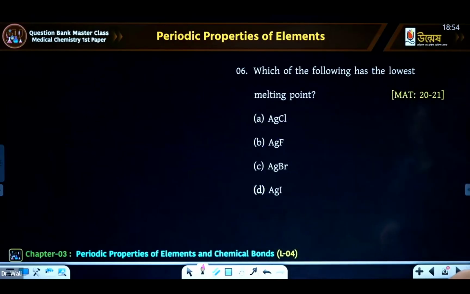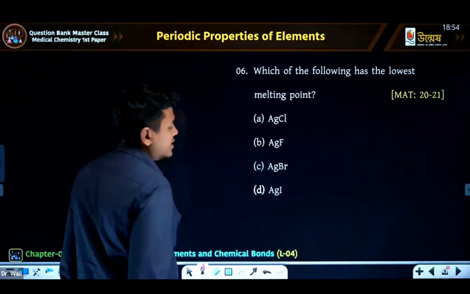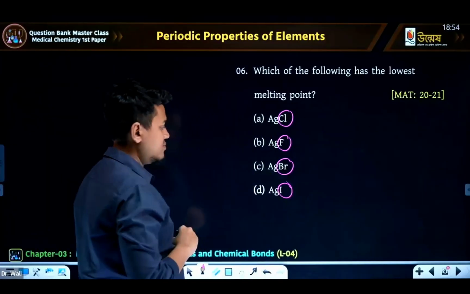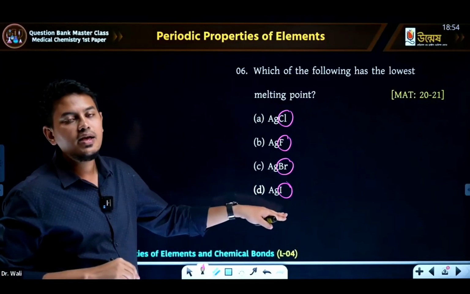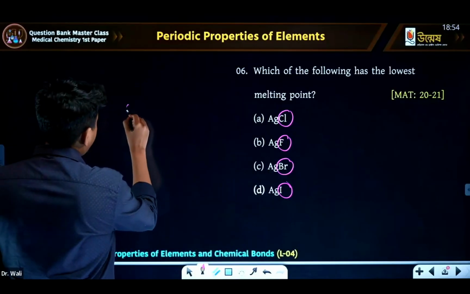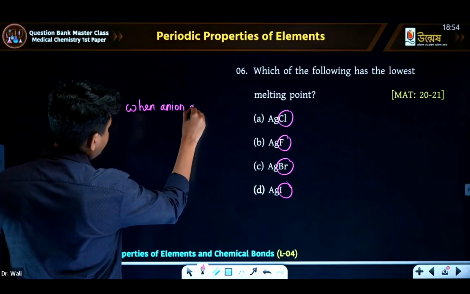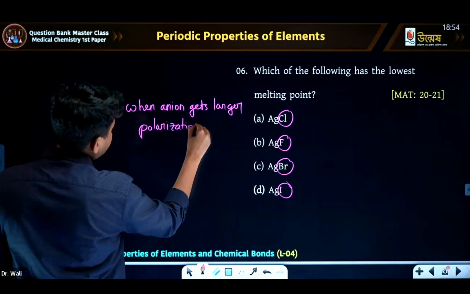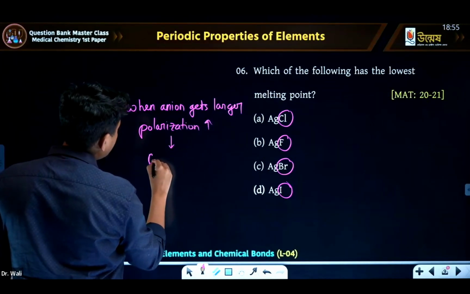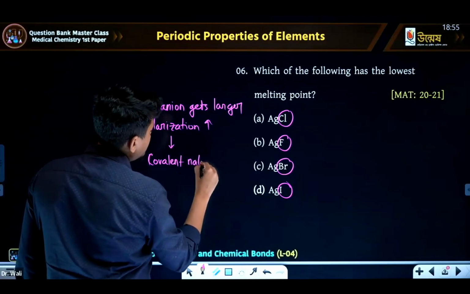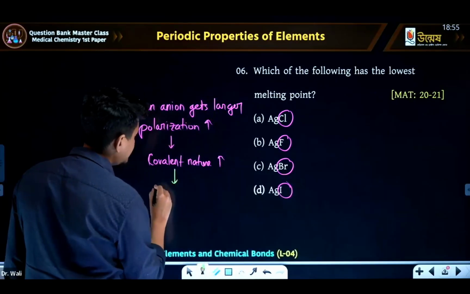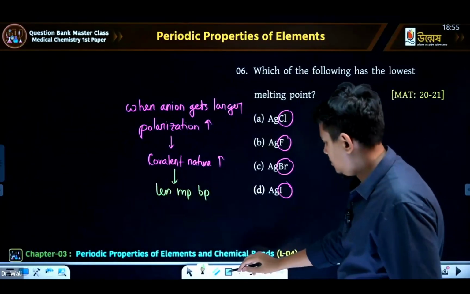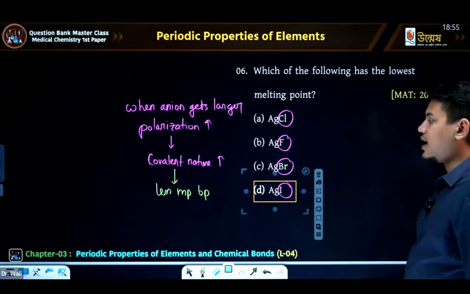Okay, which of the following has the lowest melting point? Now we need to think of Fajan's rule. Look at the chart here: chlorine, fluorine, bromine, iodine. The anion is largest in the case of silver iodide, right? You should remember that when the anion gets larger, polarization increases. Increased polarization results in more covalent nature. More covalent nature results in lower melting point and boiling point. So which one has the lowest melting point? The answer will be D, since iodide ion is the largest anion here.